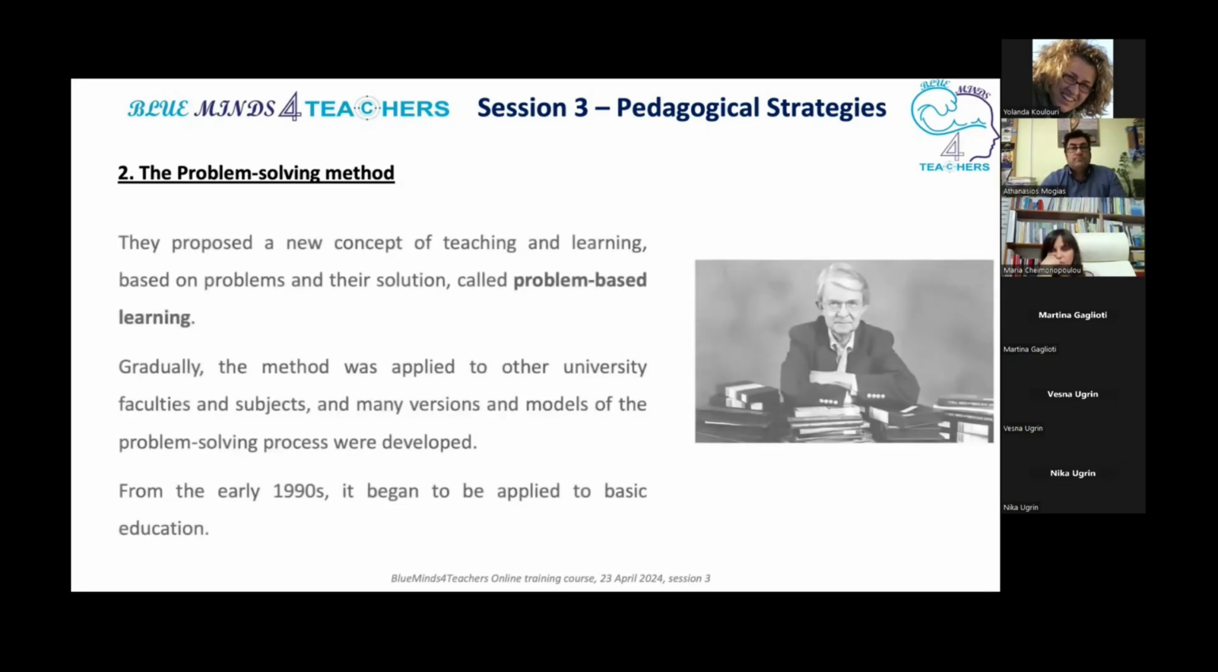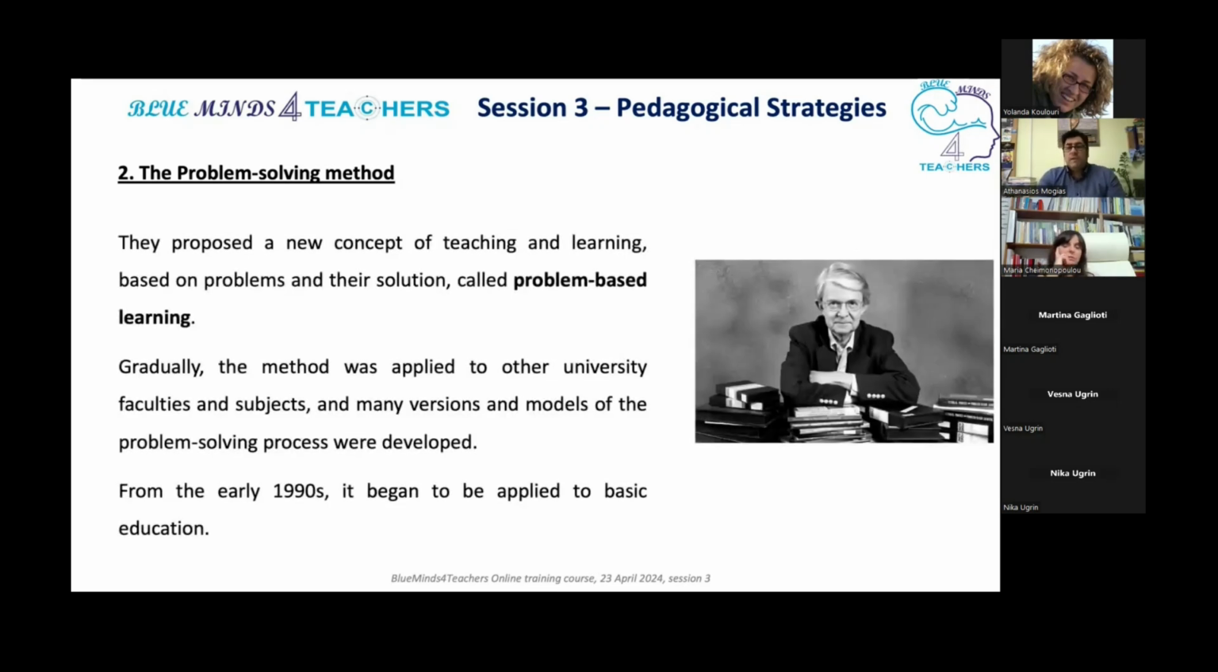and collaboration. So this man here is Howard Barrows, the one that thought about problem-based learning. He proposed this new concept of teaching and learning. And during that period, in the 50s, 60s, and 70s, the medical schools around the world used more or less this kind of method. Gradually, this method was applied to other university faculties. And from the early 90s, it began to be applied to basic education.